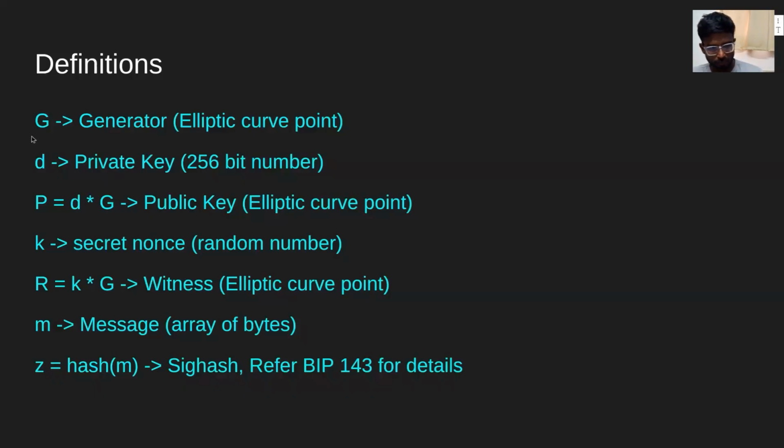This capital G is a generator. If you want to know what exactly a generator point is, just search for secp256k1. Sorry, not libsecp, that's a code. If you want to look at the specification, search for secp256k1. You'll be able to find the specification of what the generator point is and what the prime number n is and all those things.